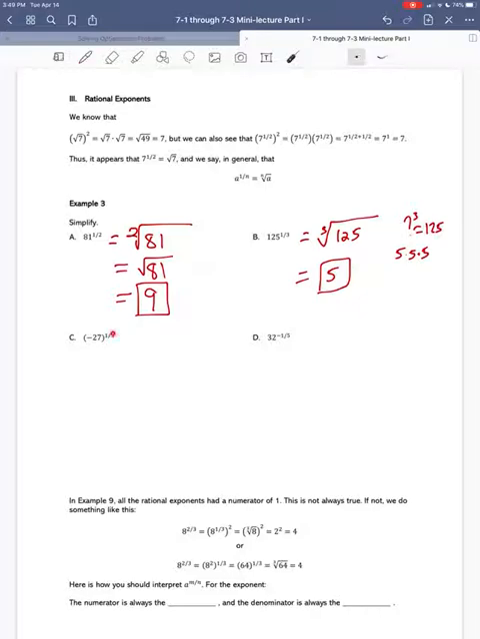Here, I've got 1/3 power, like I did up here. That 3 again, whatever's in the denominator, just like that n, becomes my index. So this is going to be the cube root of negative 27. So that says what to the 3rd power is negative 27. I think that would have to be negative 3. Right? Negative 3 times negative 3 is positive 9. Positive 9 times another negative 3 would be negative 27.